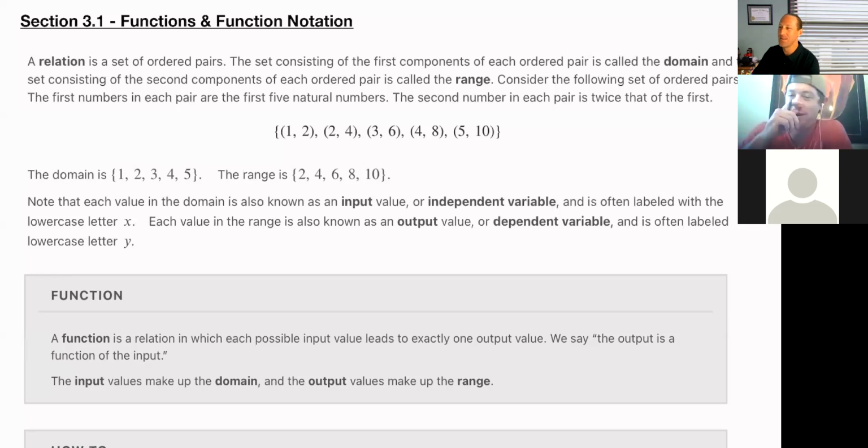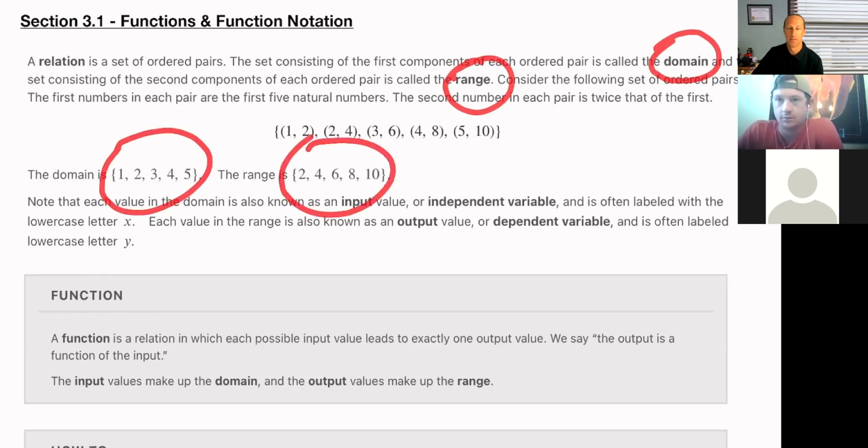These are the things that we're going to be referring to, so make sure that you understand which ones are the inputs, which we call the independent variable, and the outputs, which are dependent on that input. Domain and range are what we call that whole set of things.